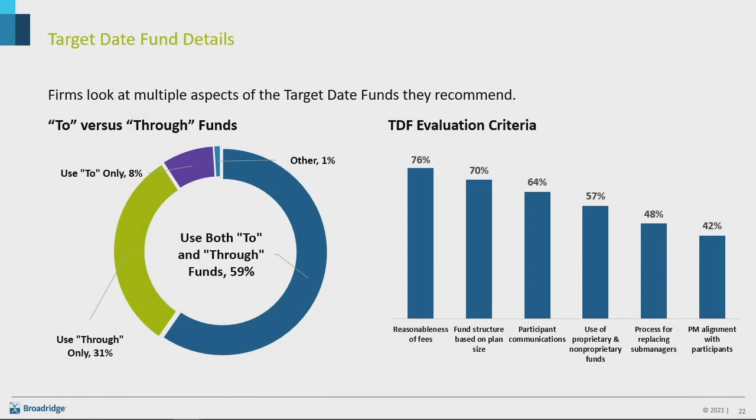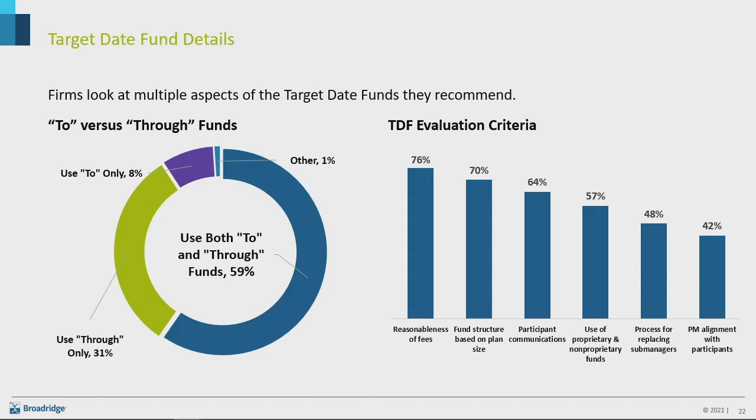59% use both to and through funds as part of their recommendations and evaluation process. About 30% only use through, and 8% exclusively use to funds. But I also wanted to share some insight around these specific criteria that are being used by the advisory practices when they take a look at target date funds.